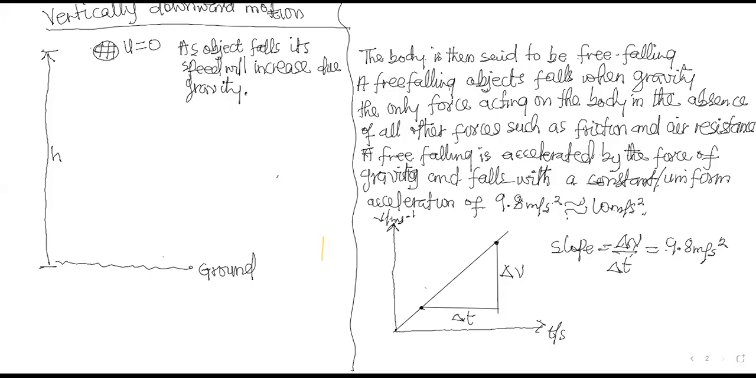Please, how is the constant acceleration 9.8 meter per second square when the object can be heavier or lighter? Good. It's a good question you've asked. I'll explain.